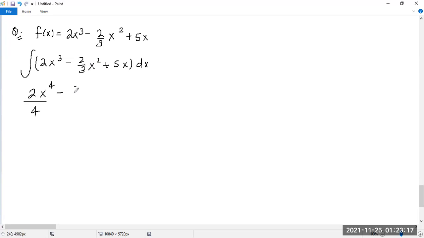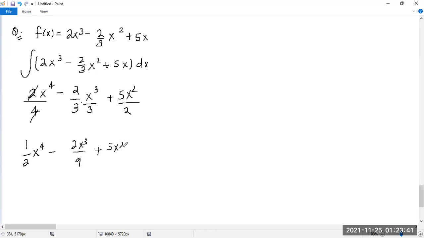I'm going to do the same thing here. I'm going to ignore the constant. It doesn't matter if it's a fraction. I'll add 1 to the top, and then I'll divide by whatever I added. And then I'll do the same thing here. I'll ignore the constant, add 1 to the top, and then divide by whatever I added. So this simplifies to being 1 over 2 x to the 4th minus 2x cubed over 9 plus 5x squared over 2 plus c. And that would essentially be my answer.